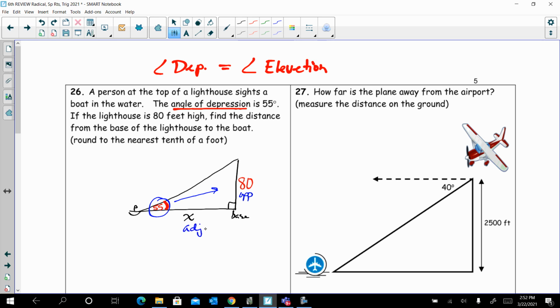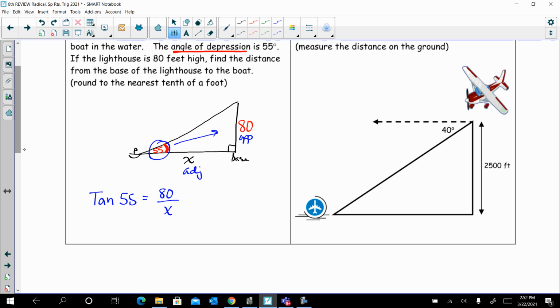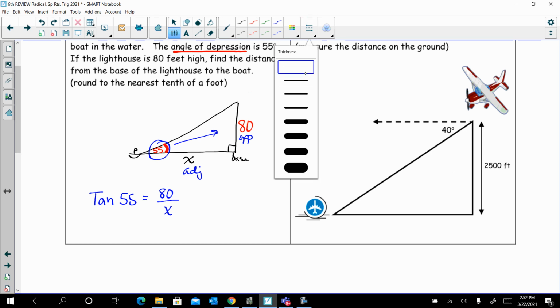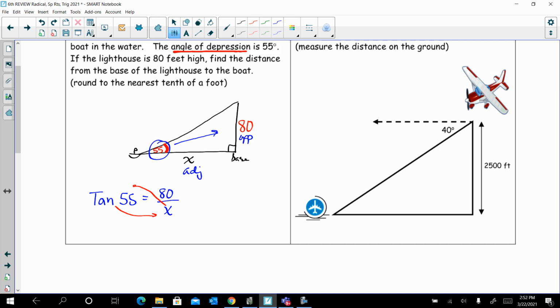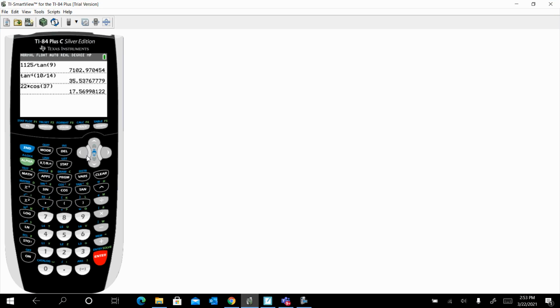Determine our trig function from this. Opposite and adjacent means that we have tangent. So I'm going to have tangent of 55 equals the opposite part, 80, over the adjacent, which is x. X is on the bottom, so that means I'm going to divide to solve this. I'm just going to switch these around and put the tangent of 55 at the bottom, and put the x on the left side of the equal sign. So this is calculator ready. This is what I'm going to plug in: 80 divided by the tangent of 55.